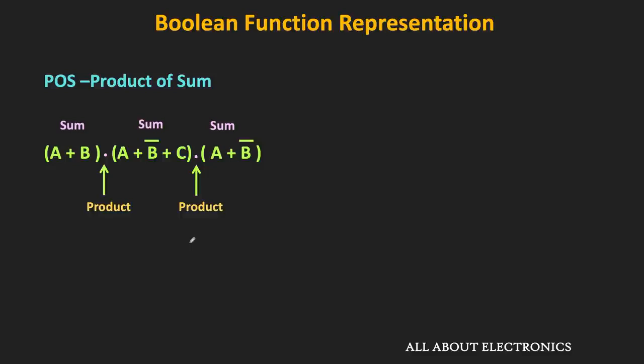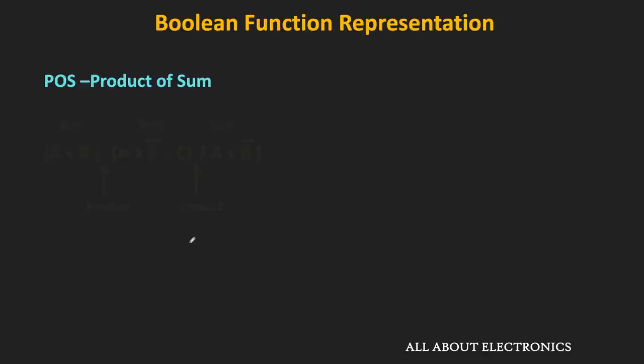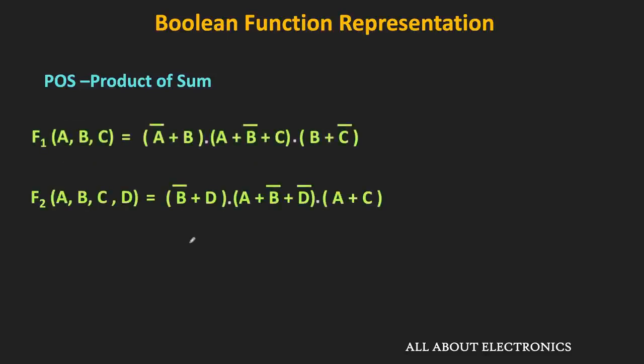Now let us see a few more expressions which are in the product of sum form. Here, these functions f1 and f2 represent the Boolean expression in the POS form. As you can see, each expression contains sum terms and these terms are logically ANDed.